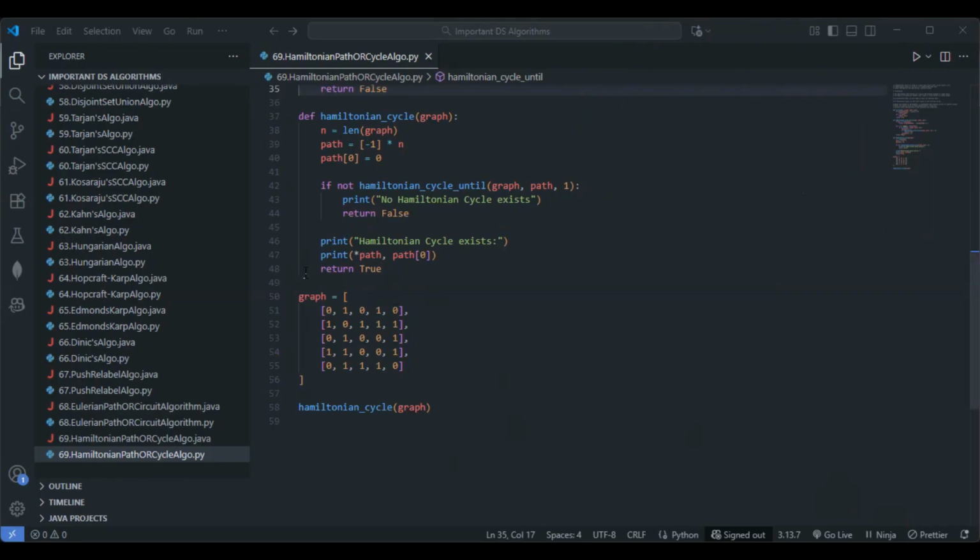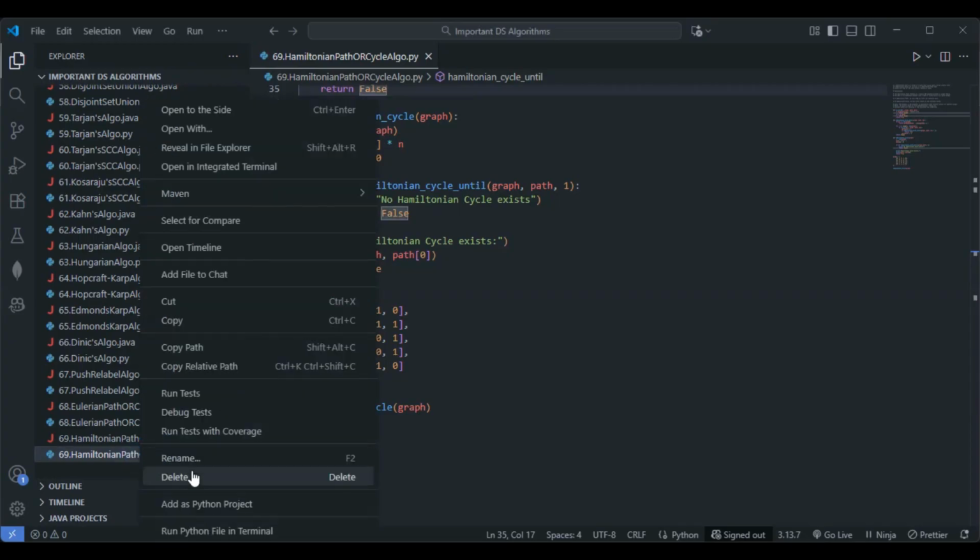So this is an NP-complete problem, right? So this is fine. Fulfilling the Hamiltonian cycle conditions. Let's run the code.